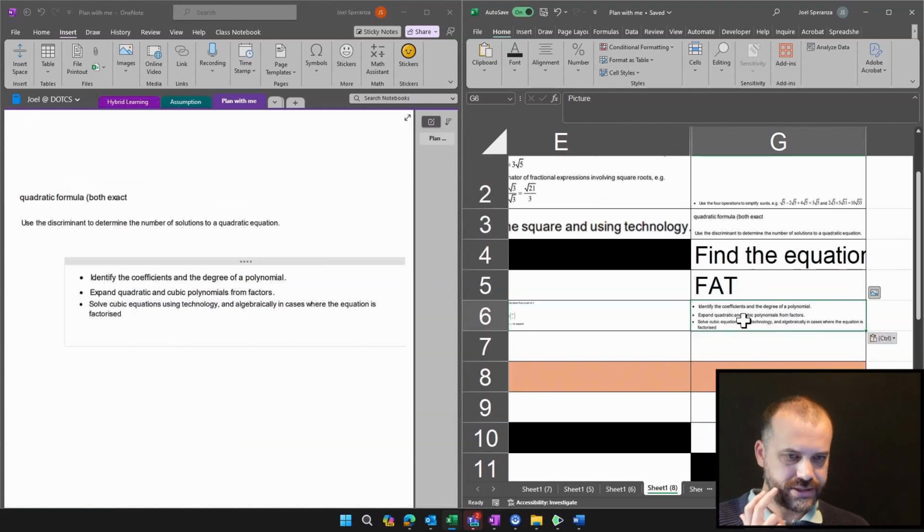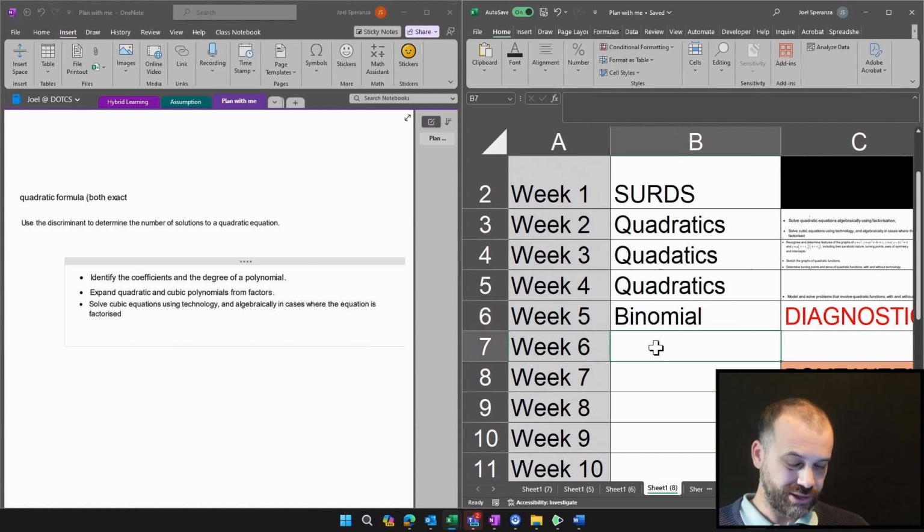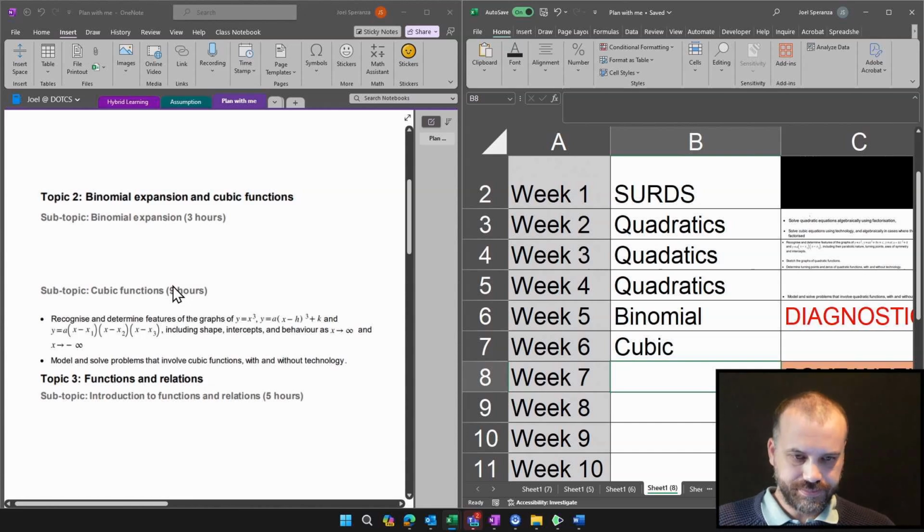All right, so I've got it pasted in there. And so then, week 5 is a little bit of everything. It's diagnostic, it's binomial, and then it's cubics as well. And we'll knock over cubics here. So what do I do next?